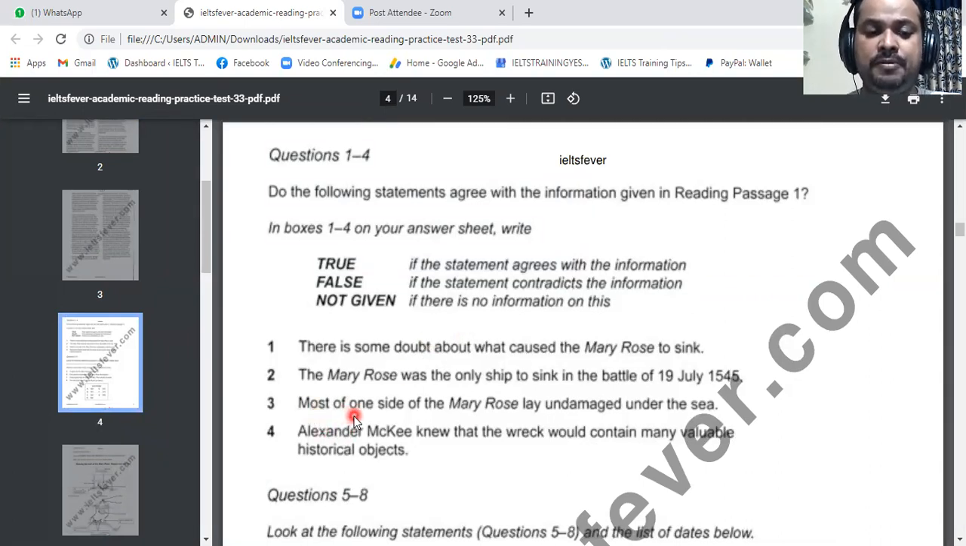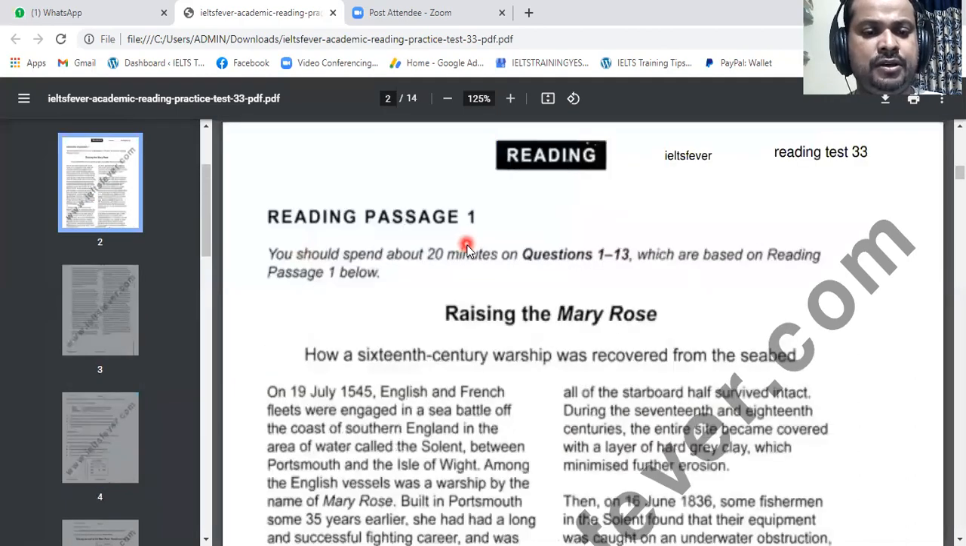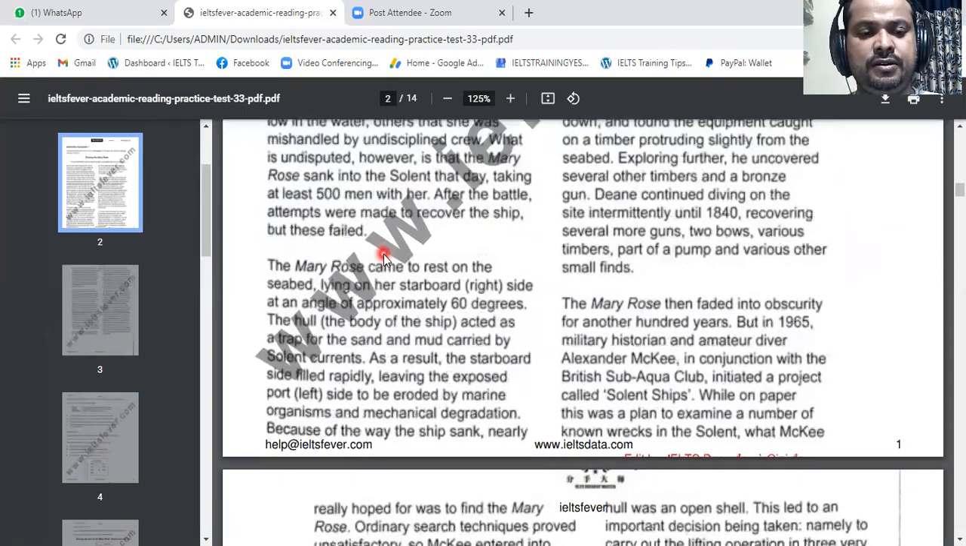Now the third question. Most of one side of the Mary Rose lay undamaged under the sea. So this is to be searched here. Yes, the Mary Rose came to rest on the seabed. This is what the passage says. Look at it very clearly.